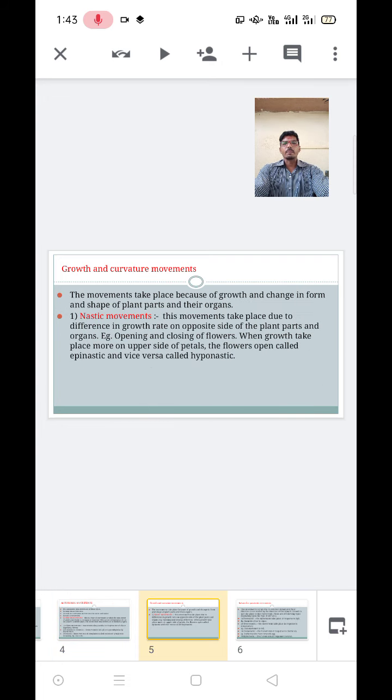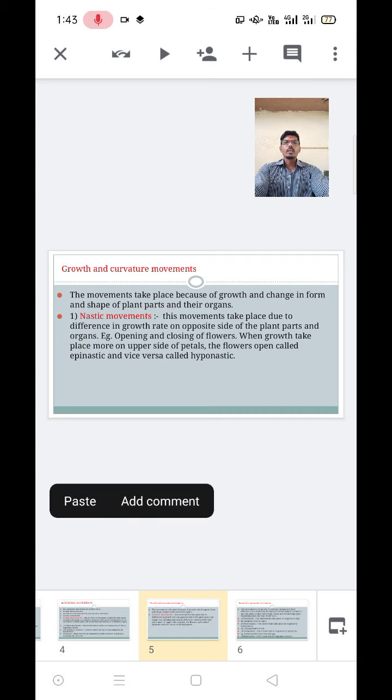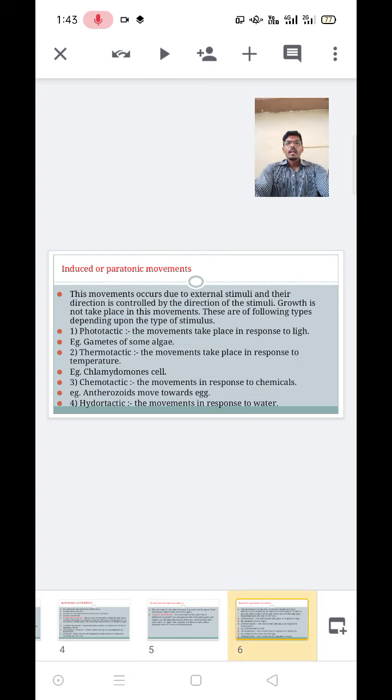Next, the growth and curvature movements. The movement takes place because of growth and change in the form and shape of the plant parts and their organs. In growth and curvature movements, we see the Nastic movement. What does Nastic movement mean? The movement takes place due to the difference in the growth rate on opposite sides of the plant parts and their organs. Example is the opening and closing of flowers. When the growth takes place more on the upper side of the petals, the flowers open and it is called epinastic, and vice versa, it is called a hyponastic movement.